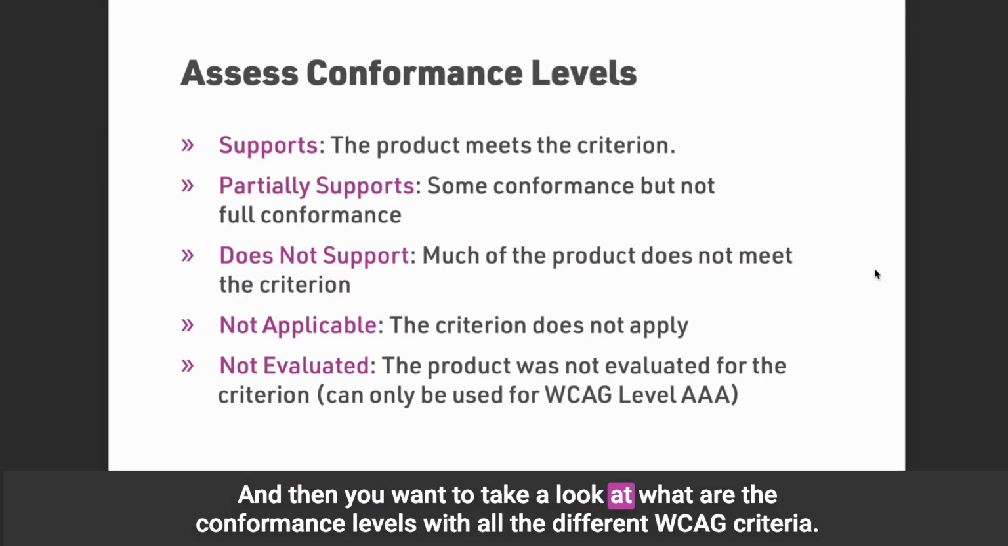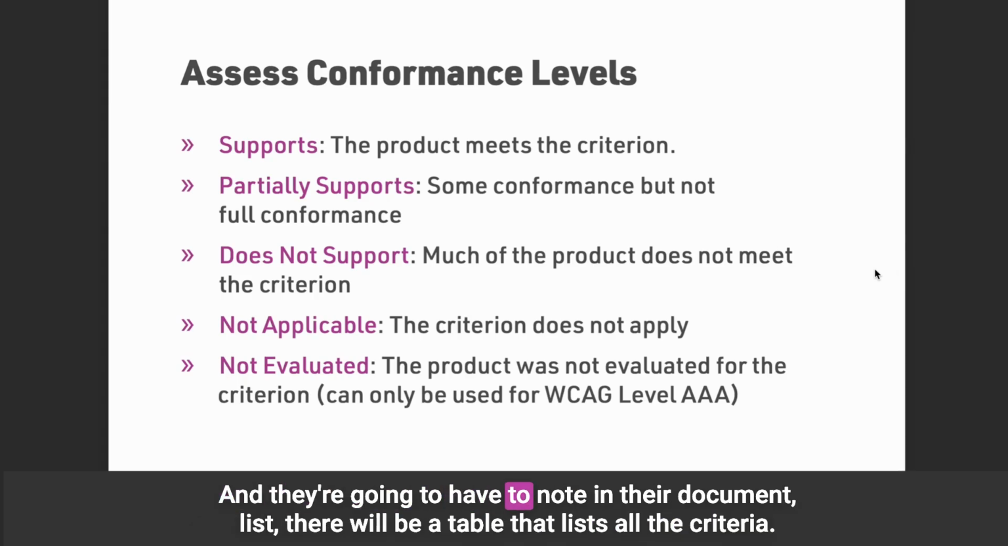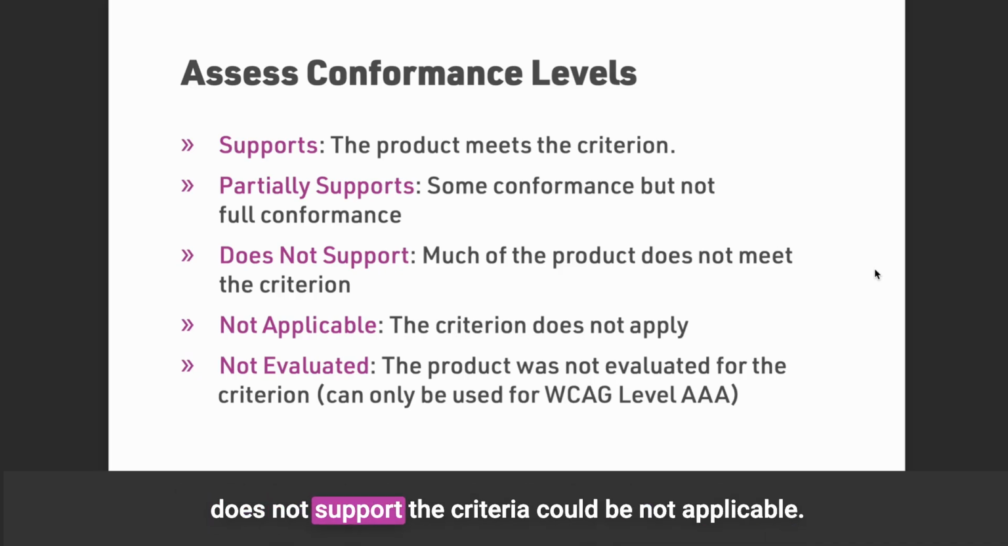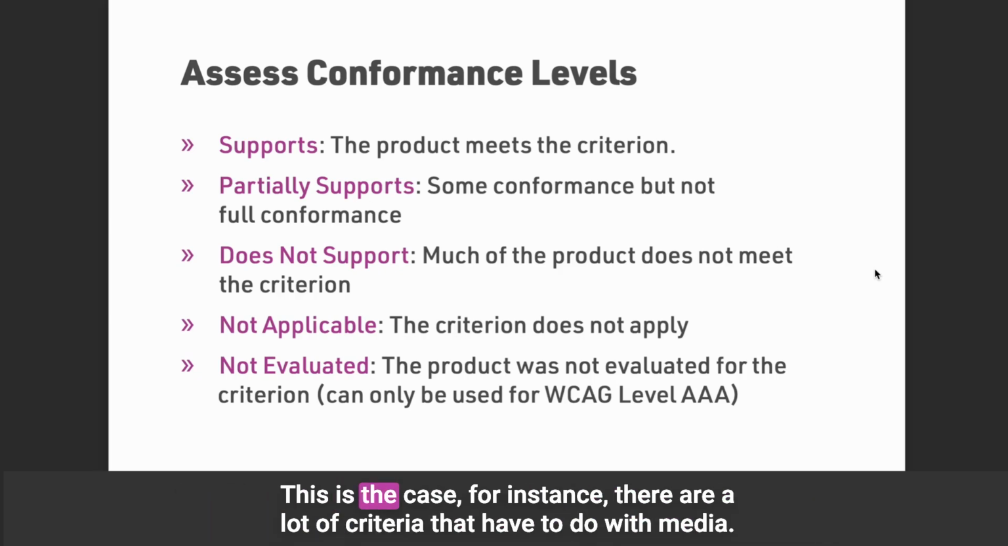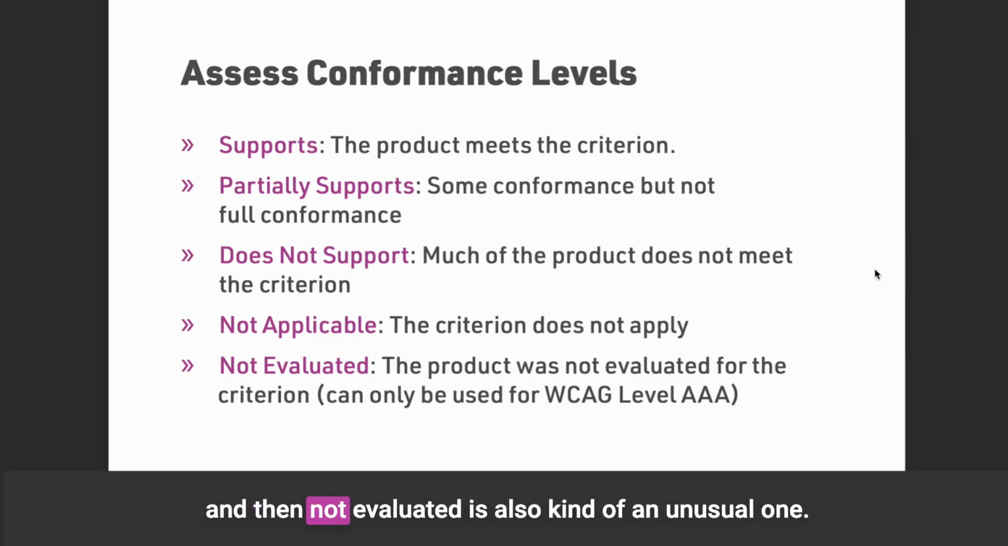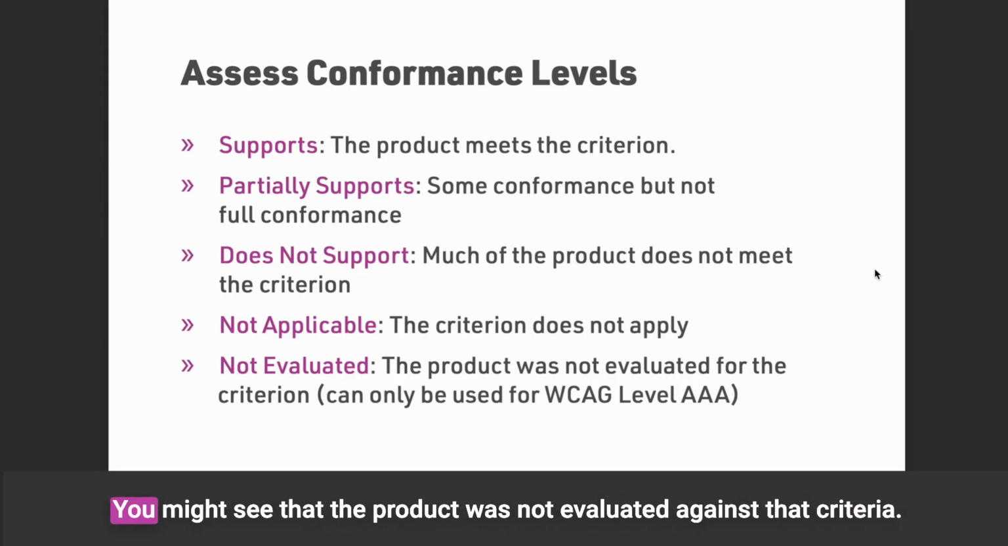And then you want to take a look at what the conformance levels are for all the different WCAG criteria. They're going to have to note in their document, there'll be a table that lists all the criteria, and they're going to have to note whether it supports, meaning it fully complies with this criteria, partially supports, or does not support. The criteria could be not applicable. This is the case, for instance, with the many criteria that have to do with media, say audio or video files. If there's none of that on their site or digital property, then it would be not applicable. And then not evaluated is also kind of an unusual one. You might see that the product was not evaluated against that criteria.